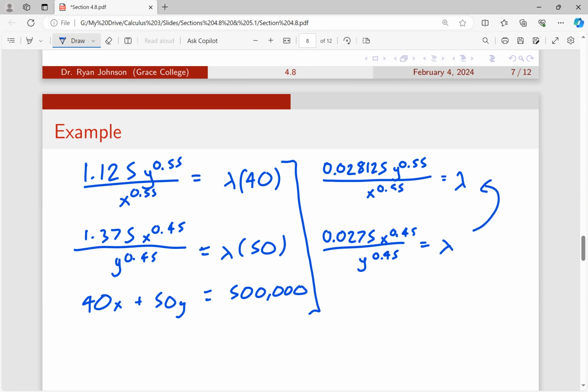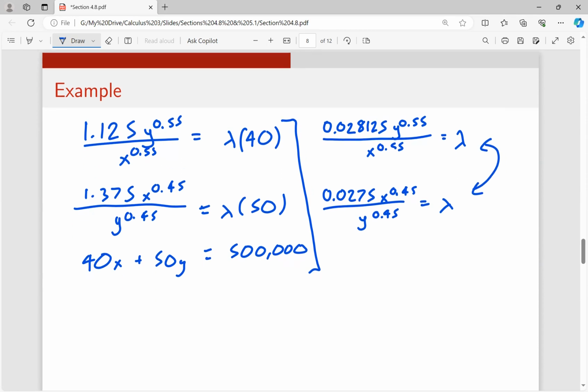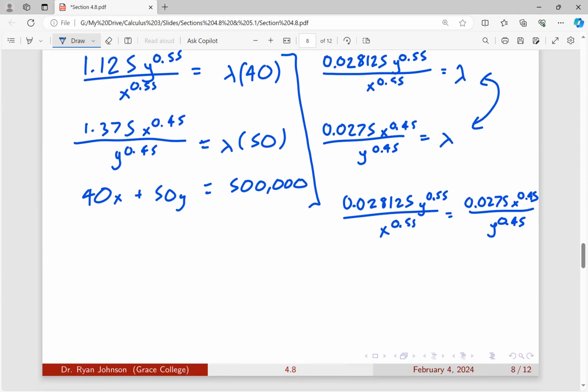That means these things are equal to each other. Setting them equal to each other means that 0.028125 y to the 0.55 over x to the 0.55 equals 0.0275 x to the 0.45 over y to the 0.45. Well, I can get rid of fractions by multiplying both sides by y to the 0.45 and x to the 0.55. And I get 0.028125y equals 0.0275x. And so now I happen to have kind of accidentally stumbled upon a linear equation.